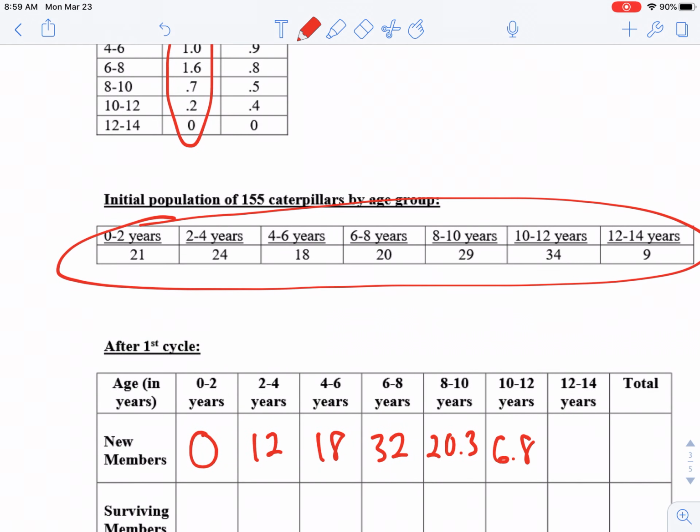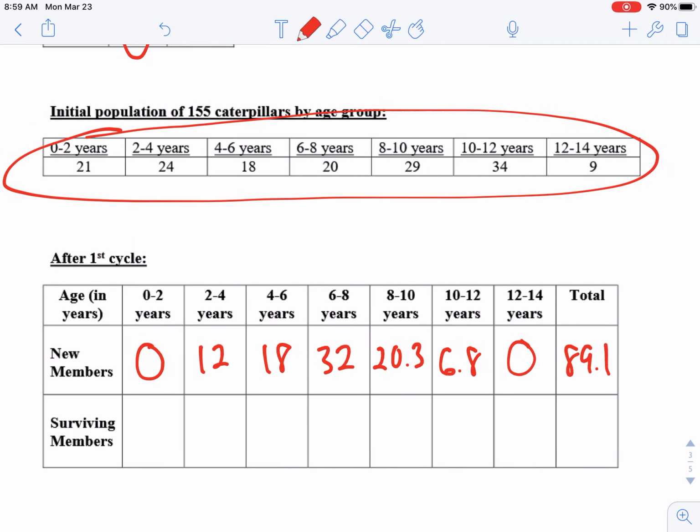And then the 12 to 14-year-olds, there's 9 of them, but they give birth at a rate of 0. So that's just 0. Add them up. You get 89.1. Now that number, that is the total newborns.